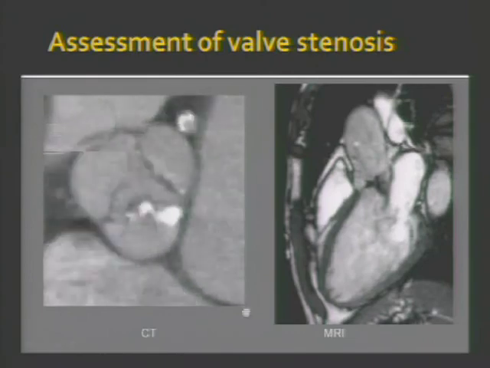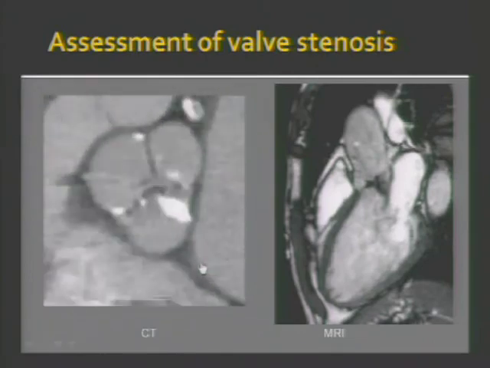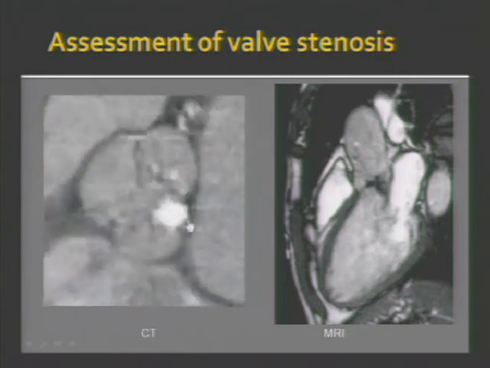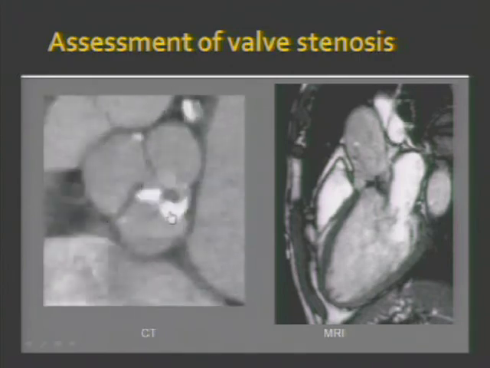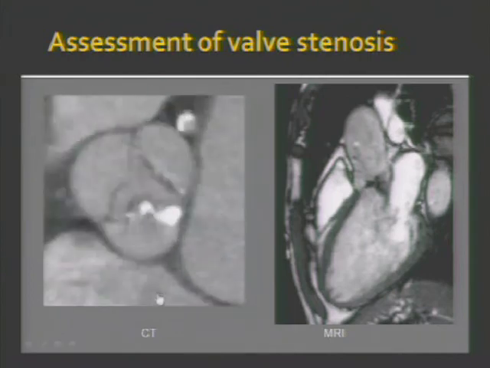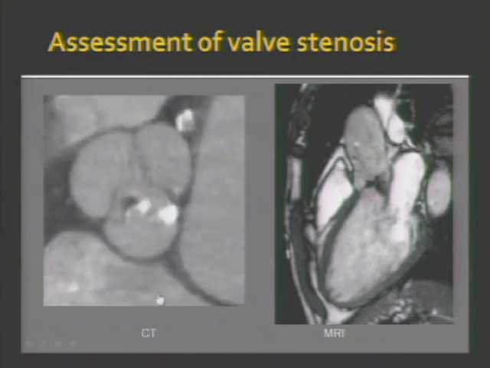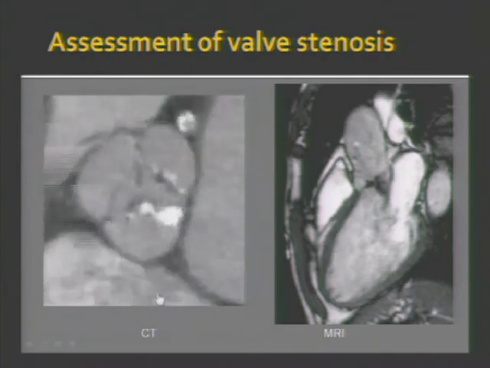So here is what valve stenosis would look like on CT. These are reconstructed images of the aortic valve. And you can identify right away that the valve leaflet shows thick clumps of calcifications, abnormally thickened. And if you look at the opening of the aortic valve, it never completely opens. It's a very restricted opening of the aortic valve. So that's compatible with aortic stenosis.